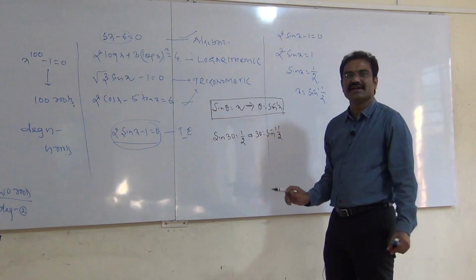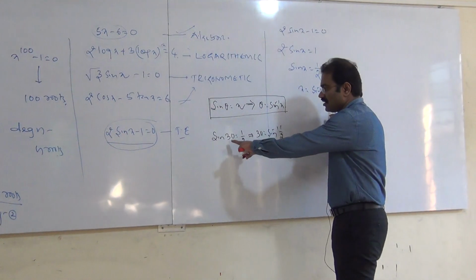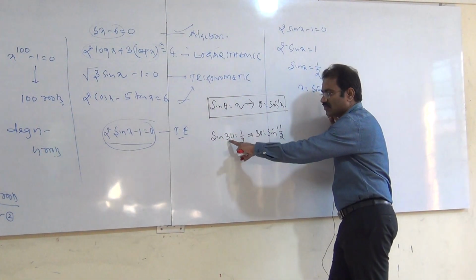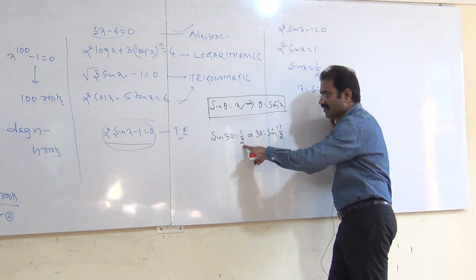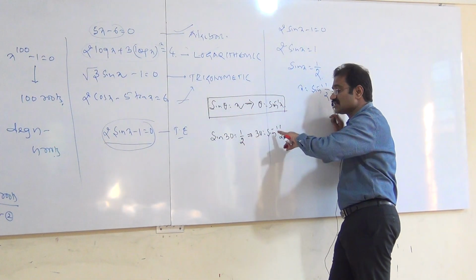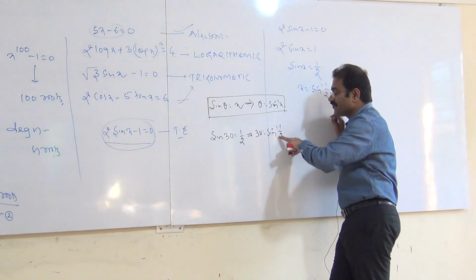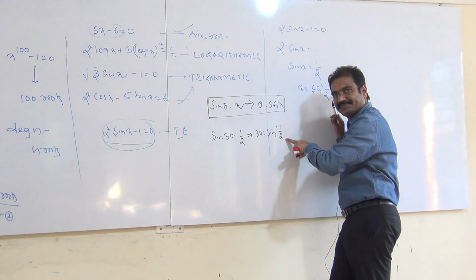It is a reverse method of asking the thing. Here sine 30 is equal to 1 by 2. The angle is 30, the answer is 1 by 2. Here the question is reversed. For what value will sine be 1 by 2?